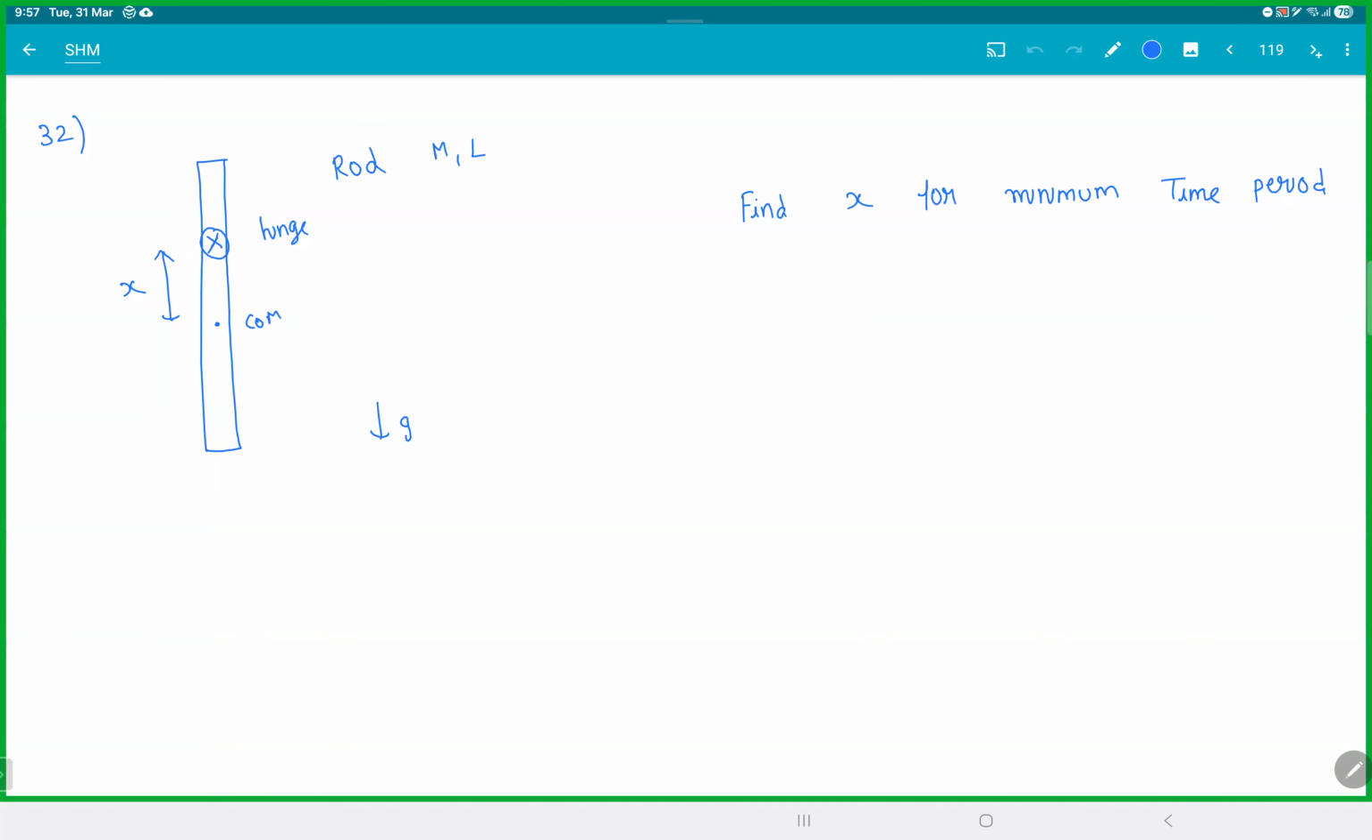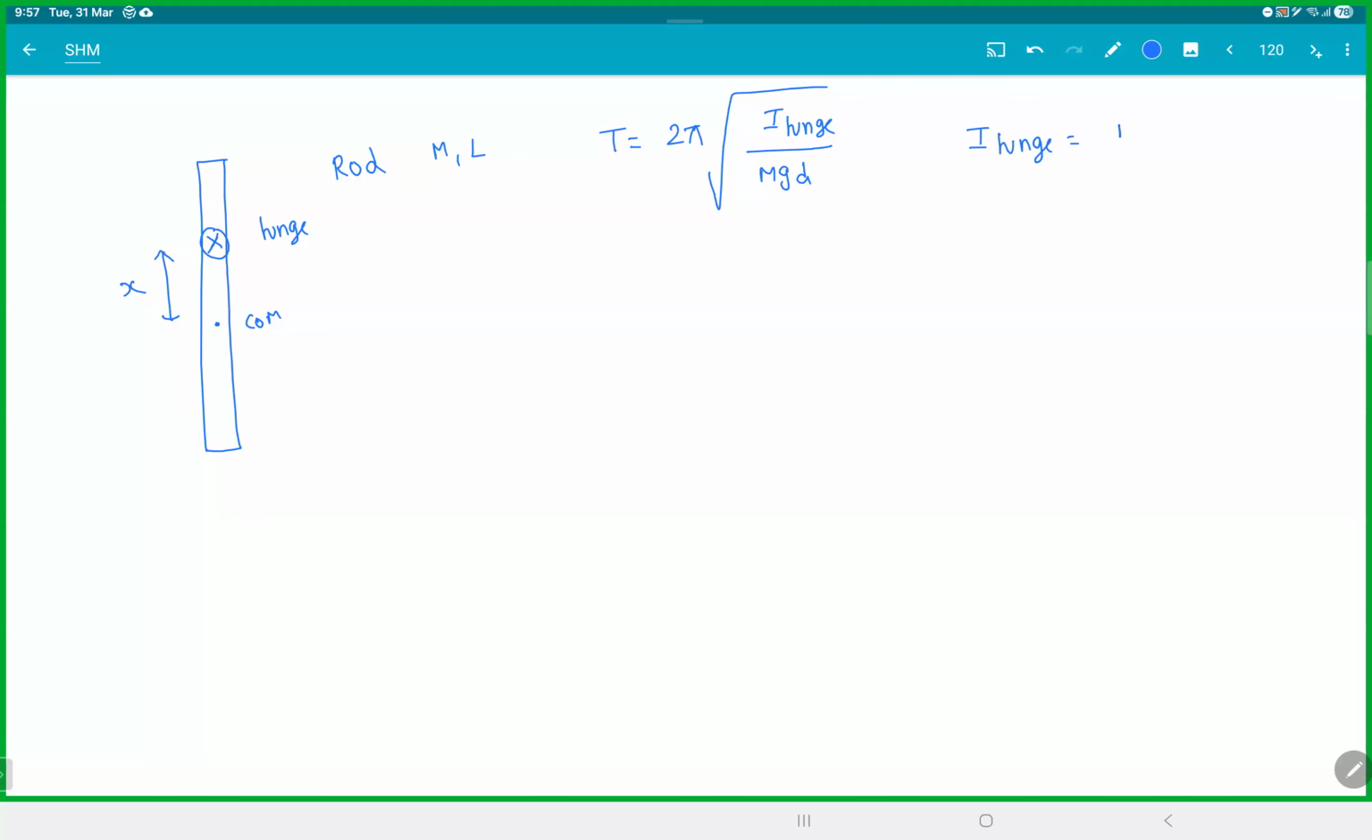Okay, let's see. This is more of a math problem. I don't know why you guys are struggling. So what was the formula? Time period is 2 pi root over I hinge by mgd. So what is I hinge? I com, which is ml square by 12 plus mx square. So even your I will change depending on where you're hinging, isn't it? d is nothing but x.